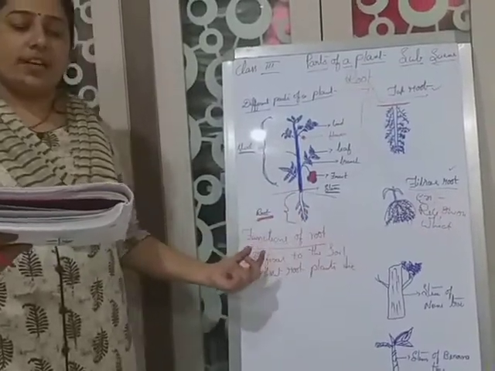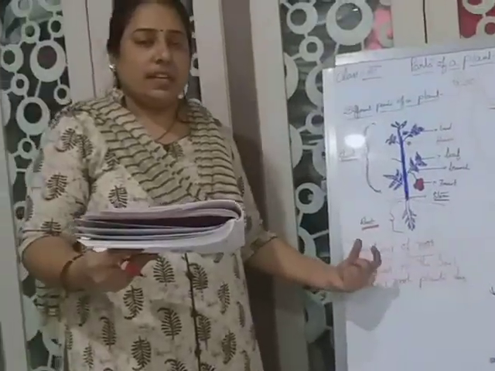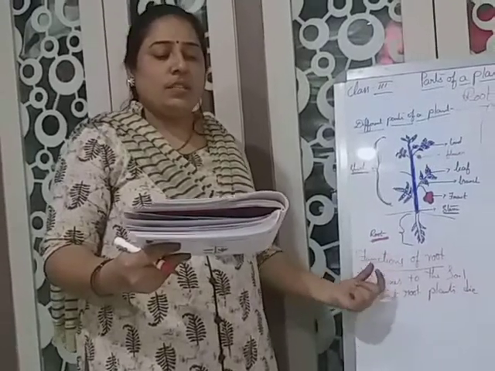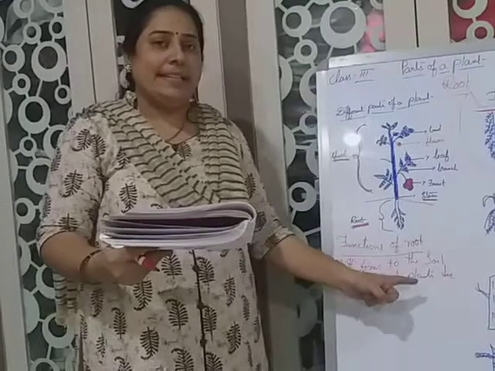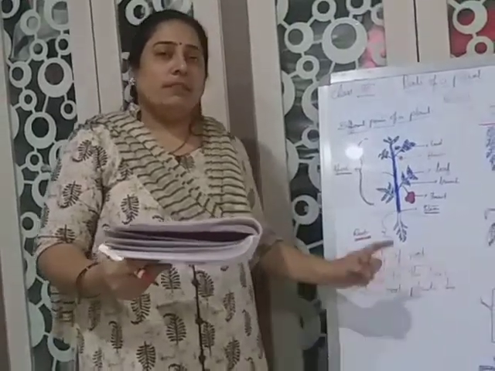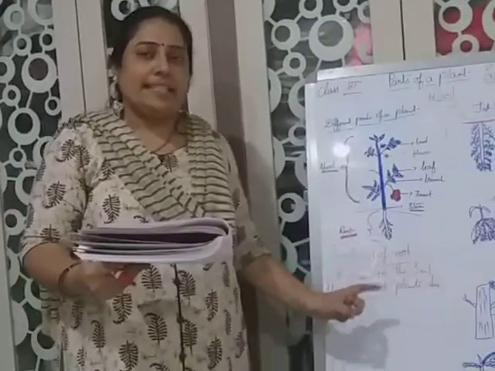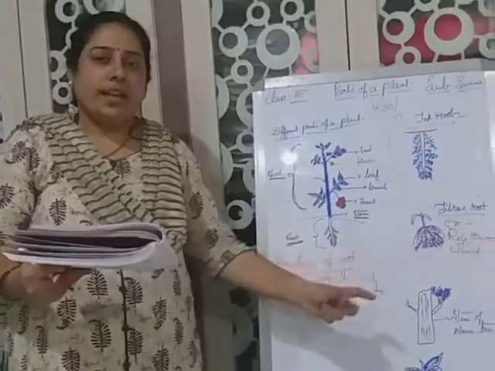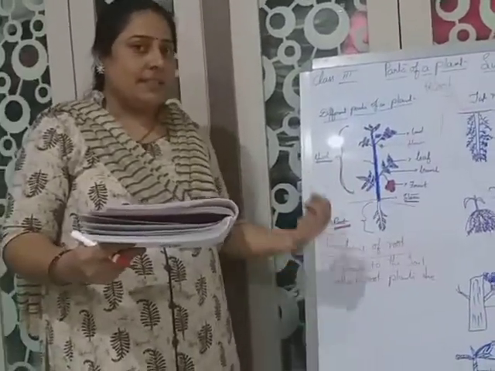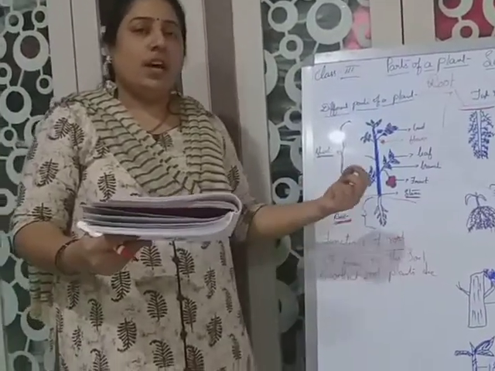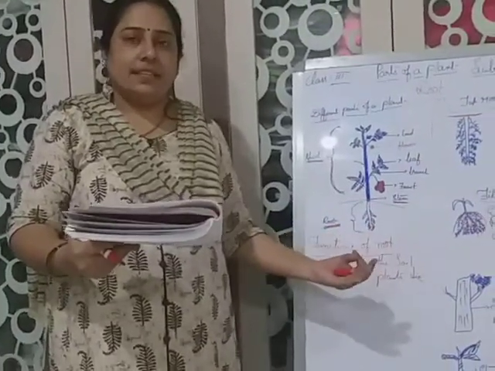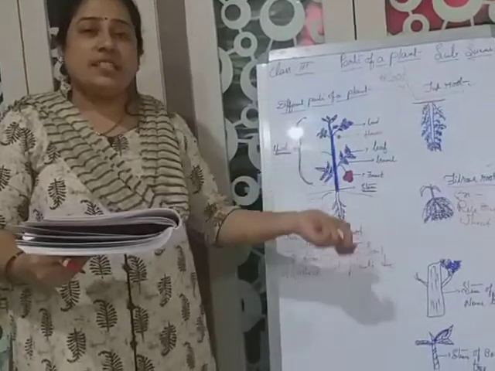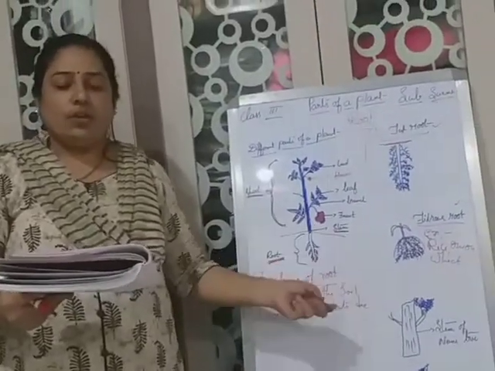So these are the functions of the root. What are the functions of the root? The roots fix the plant in the soil. Without roots, plants die because it is with the roots that the plant takes water and nutrients from the soil. Some plants store food in the roots, like radish, turnip, carrot. They store the extra food in the roots.